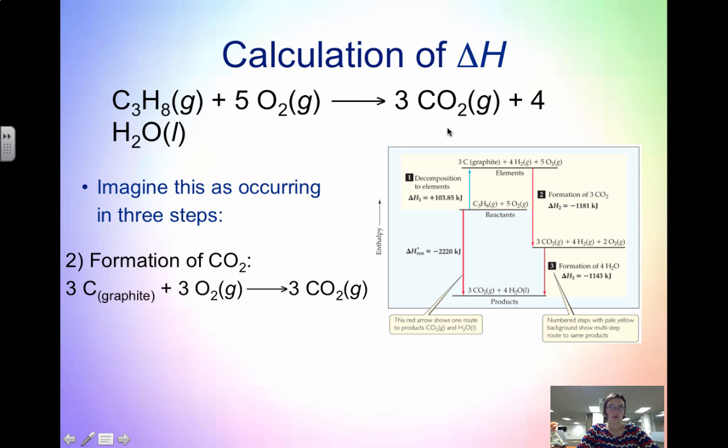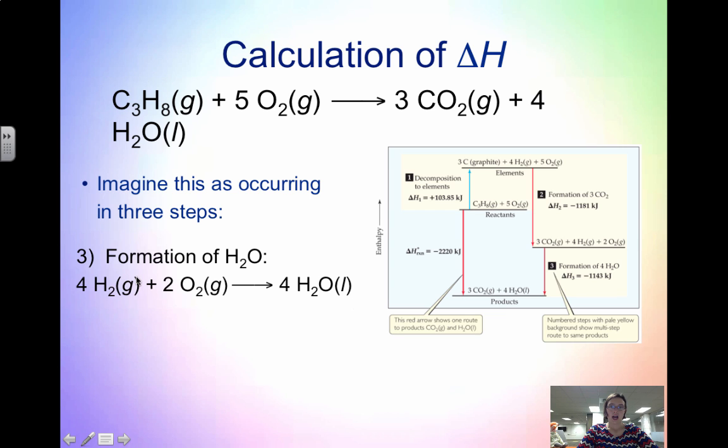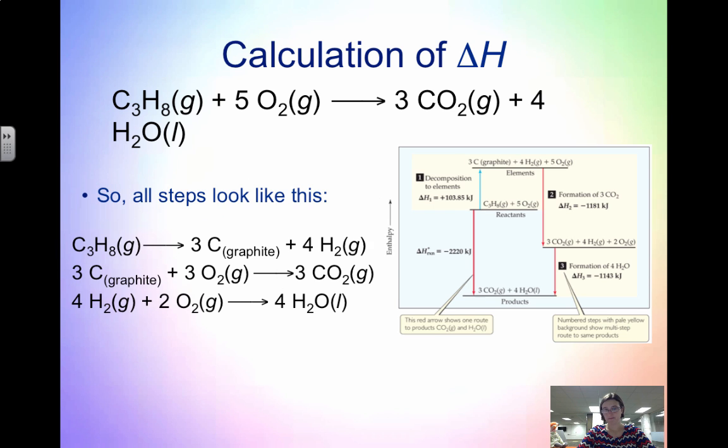And then we have CO2 being formed. So we use the carbon from the propane, we use some of the oxygen to form the CO2, and then we form the H2O with the hydrogen and with the rest of the oxygen. So we actually are just breaking everything down and putting it back together. And so what we're doing here is we're creating a step-by-step process where we can use Hess's law to calculate the heat of reaction.